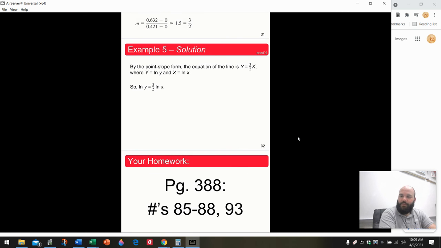Okay, that's what I have for you today. Now, this example is not exactly the same as the other examples that I would like you to try. These all involve using natural logs or logarithms, and they're going to be a little challenging.